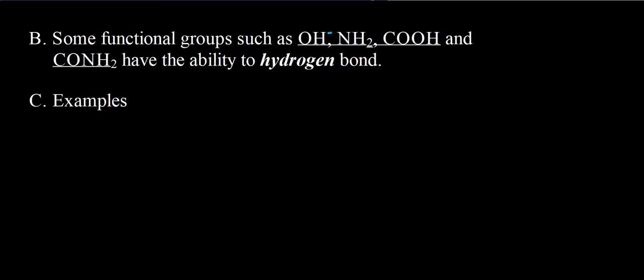These, of course, are a hydroxyl group on an alcohol, the NH2 or amino group on an amine, the carboxylic acid functional group, COOH, and then the functional group in an amide, C double bond O and NH2. So the presence of each of these allows for molecules to hydrogen bond, giving these substances stronger attractive forces, higher boiling points, higher melting points, things of that nature.